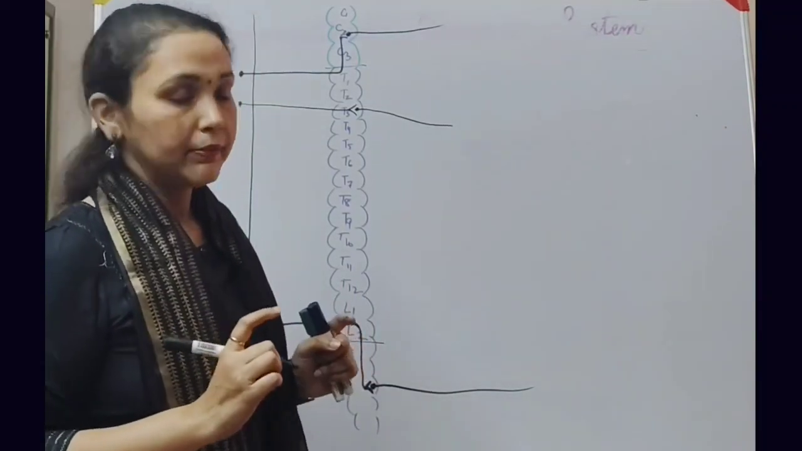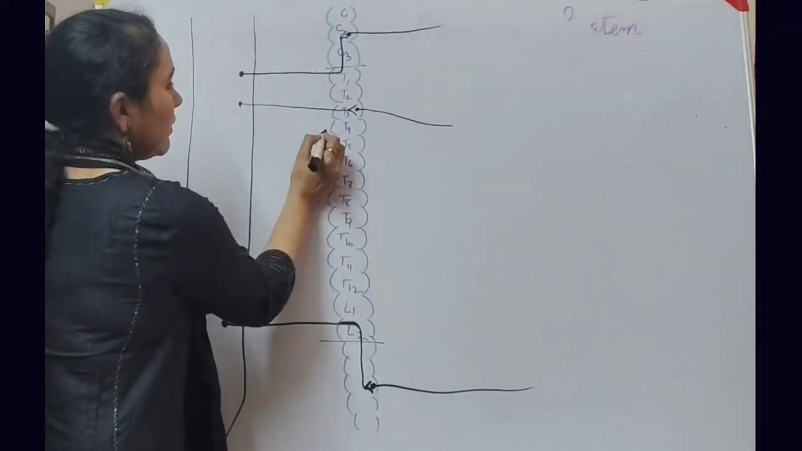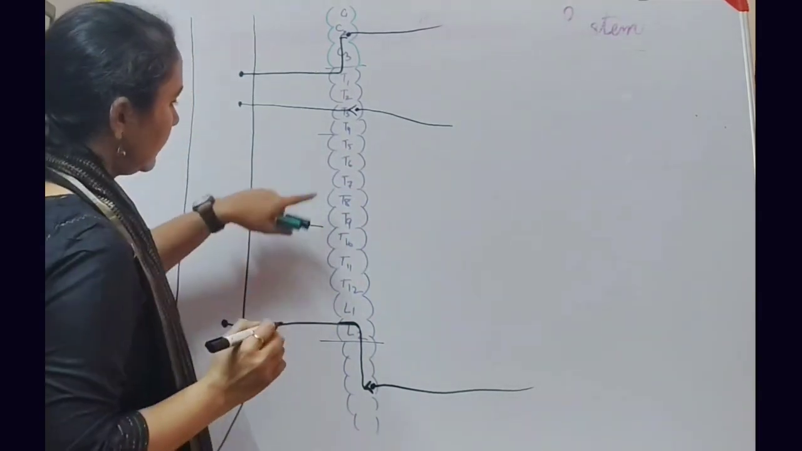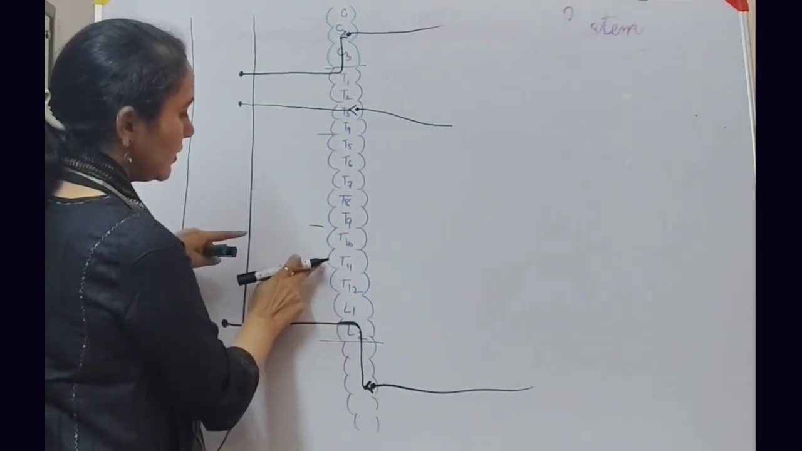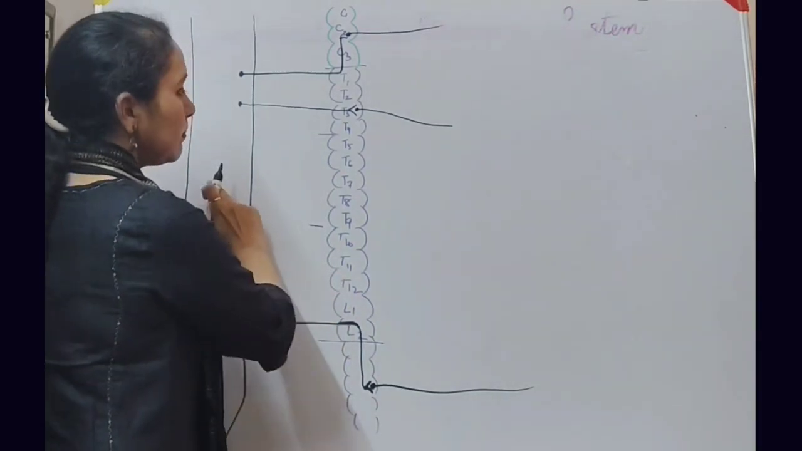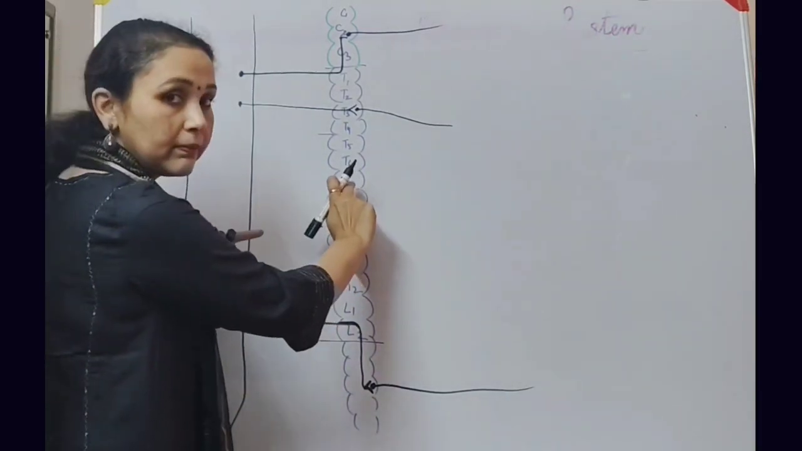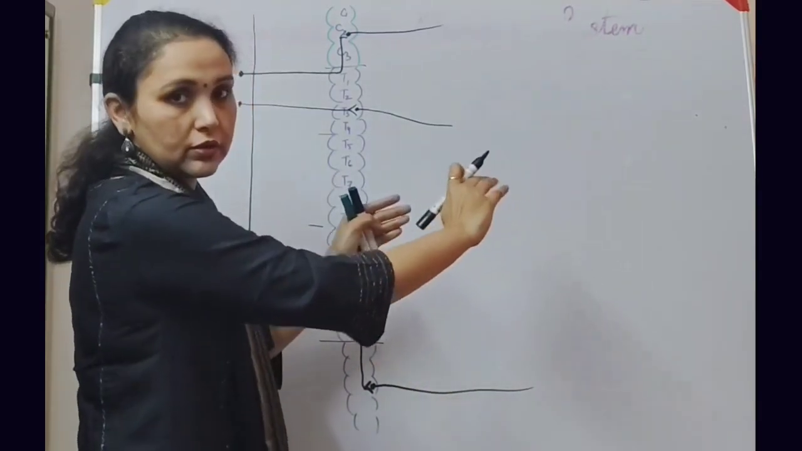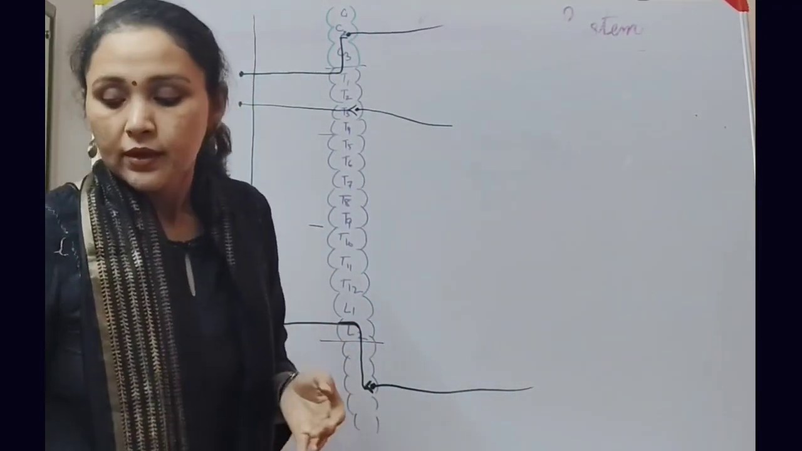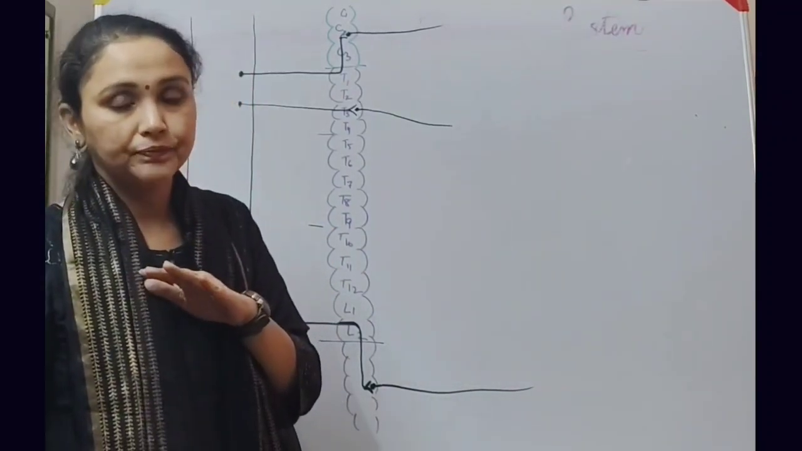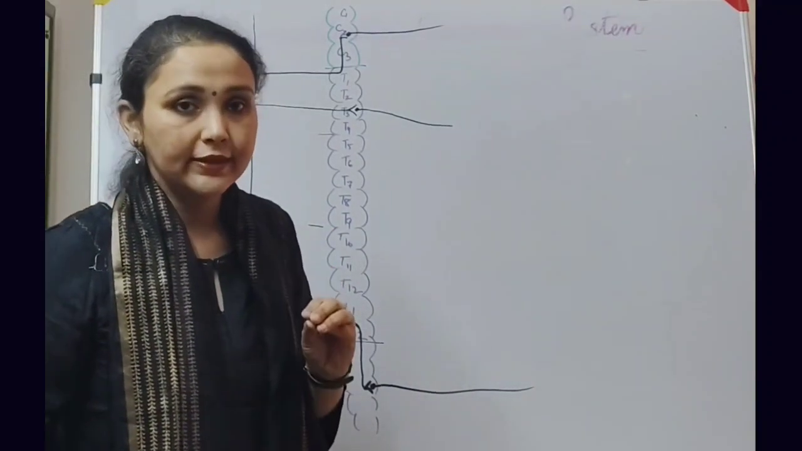What else can happen? Now we will be talking just about T5 to T9, then T10 to T11 and then T12. What happens in these? The preganglionic fibers, they come, they do not relay here and they pass out. Now when they pass out without relaying, we call them as splanchnic nerves. I hope this is clear.